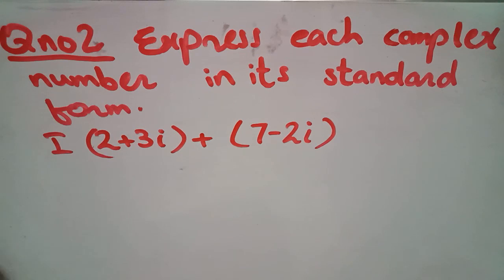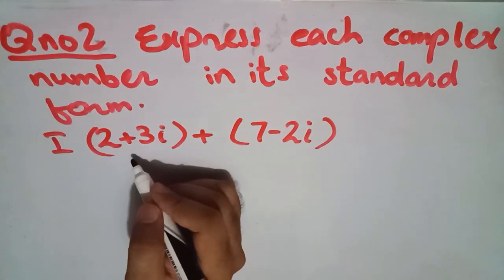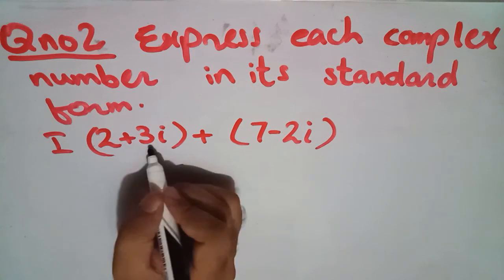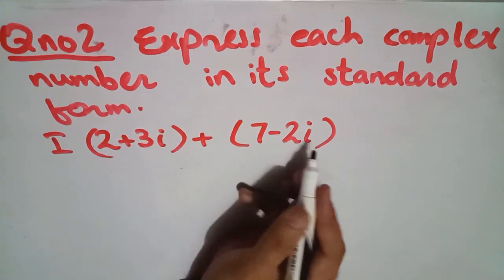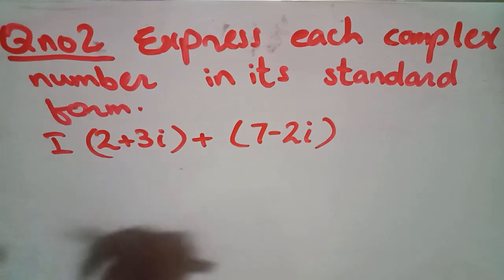In the next question we have to express each complex number in its standard form. Standard form means we can write the answer as a real and complex number. So here we have the first part of question number 2, 2 plus 3 iota into 7 minus 2 iota. By simplifying it you can write the solution here.